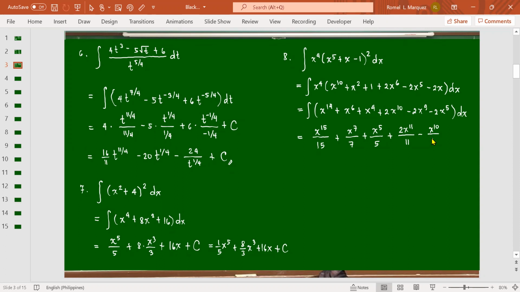2 over 10 is what? 1 over 5, no? And then x to the 6 over 6, but times 2. So what's now the denominator? 3. Plus your favorite C.